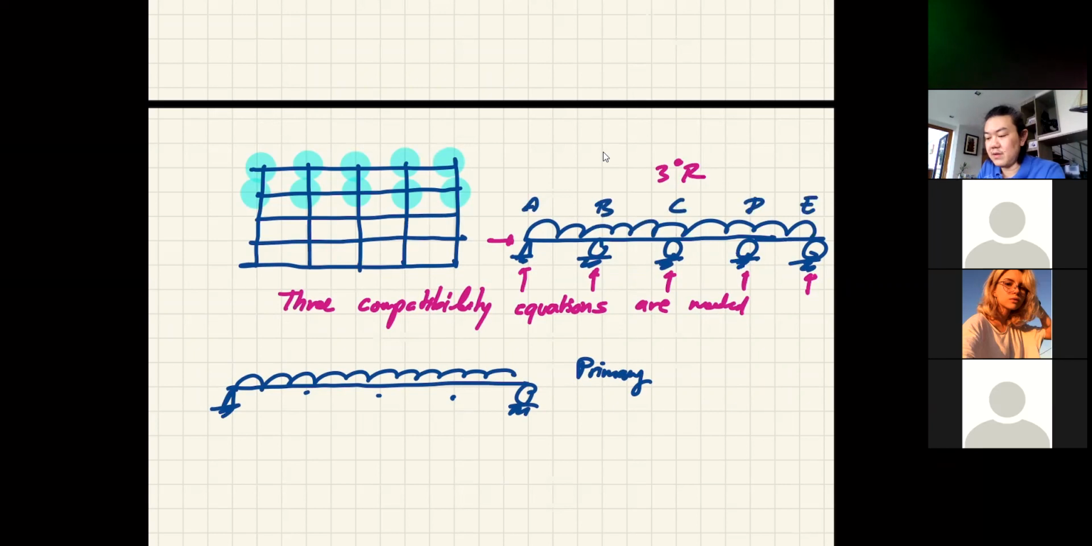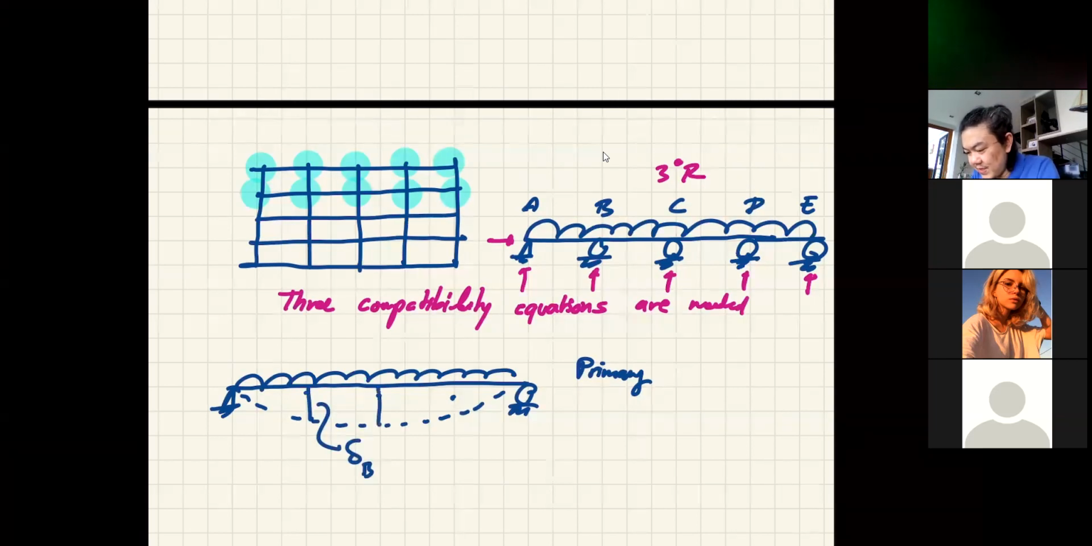Now when you remove this, when you no longer have the support, you will have the displacement instead. Let's not draw that one, right? So your beam is going to come down like that because you no longer have the support. And this will be your delta at B. This will be your delta C. This will be your delta D.